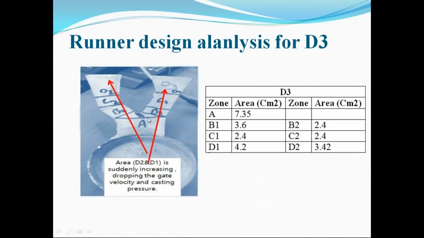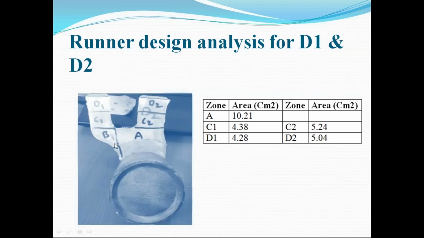So in the next slide, this is the modified runner design analysis for D1 and D2. Here the dimensions are A 10.21, C1 4.38, and D1 4.28. That means the area of different zones towards the gating system is gradually decreasing. So you can get the higher velocity and also optimum pressure. So this is the modification.